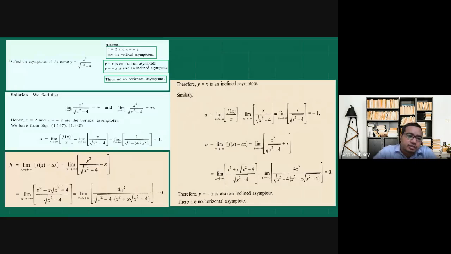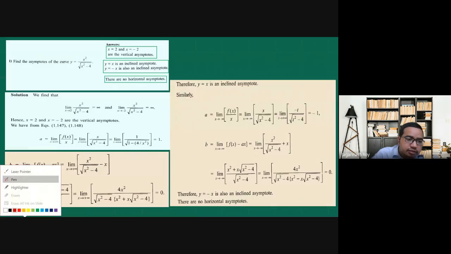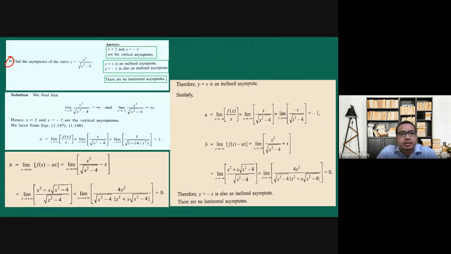Similarly, you can do this for the first example. Given this curve, you have to find the horizontal, vertical and inclined asymptotes. There will be no horizontal asymptote, so you just have to verify them.